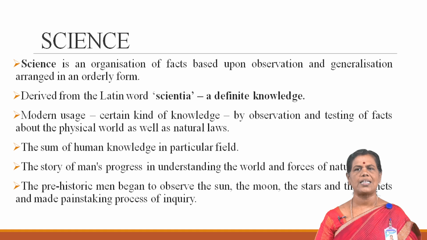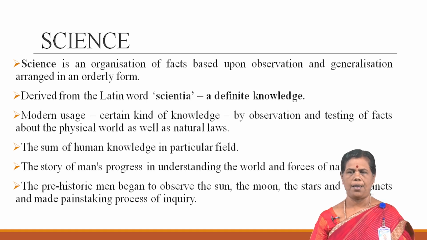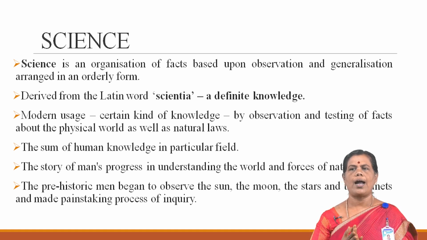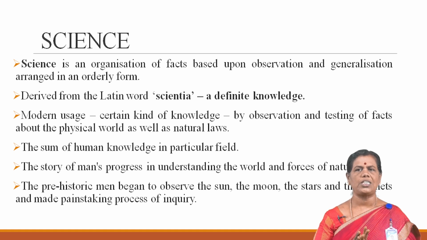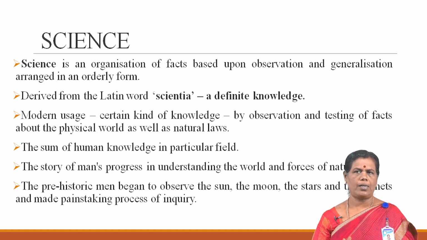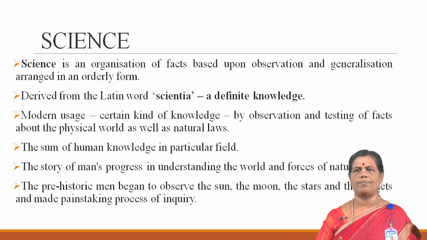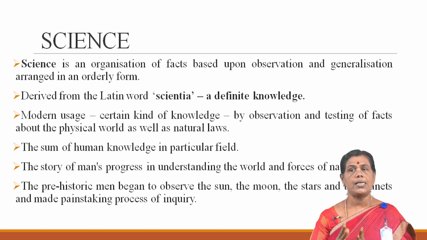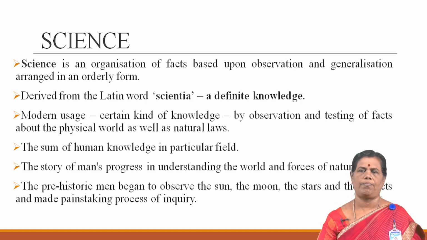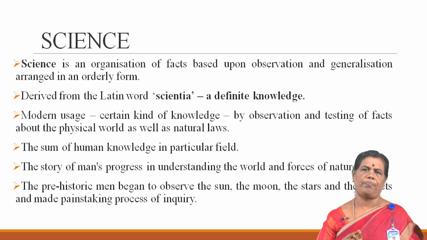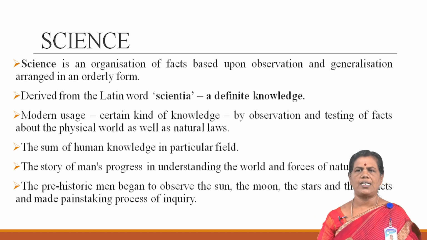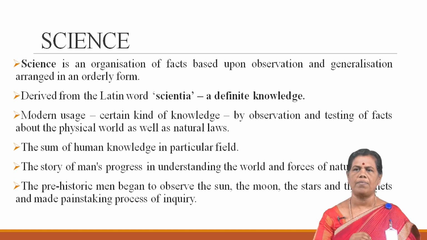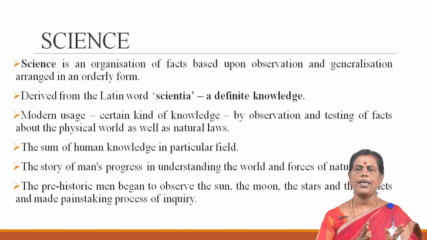We all know science is an organization of facts based upon observation and generalization arranged in an orderly form. This is the meaning of science. What do you mean by that? Organization of facts based upon observation. Then it was generalized in an orderly form. So the word science is derived from the Latin word scientia. Scientia means what? A definite knowledge.